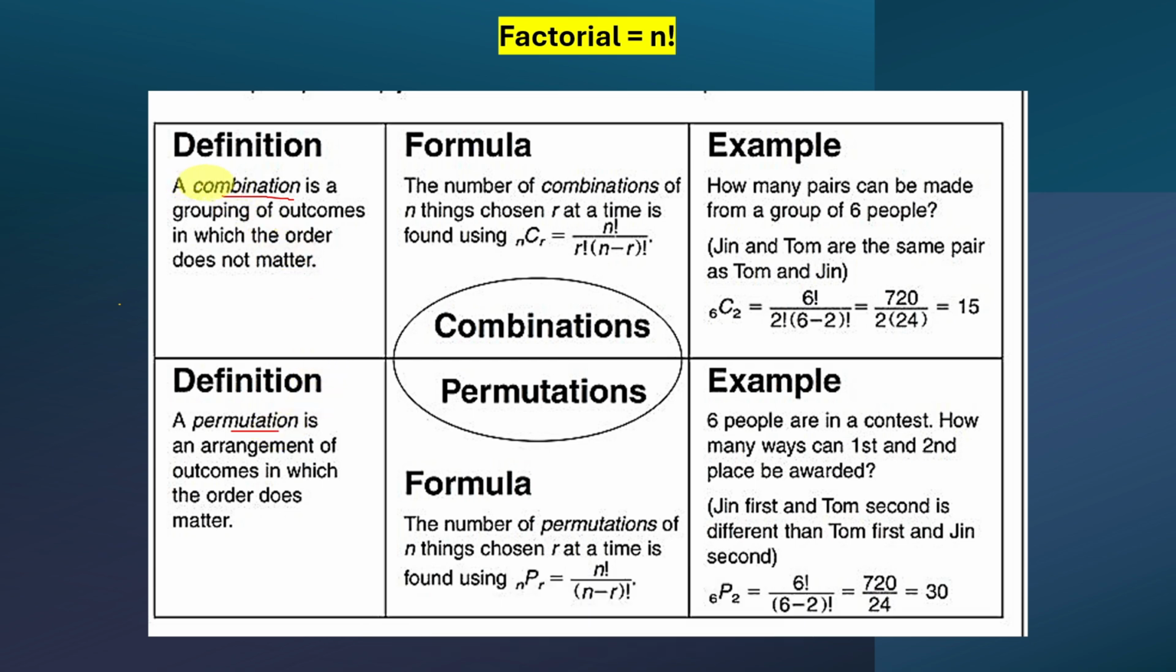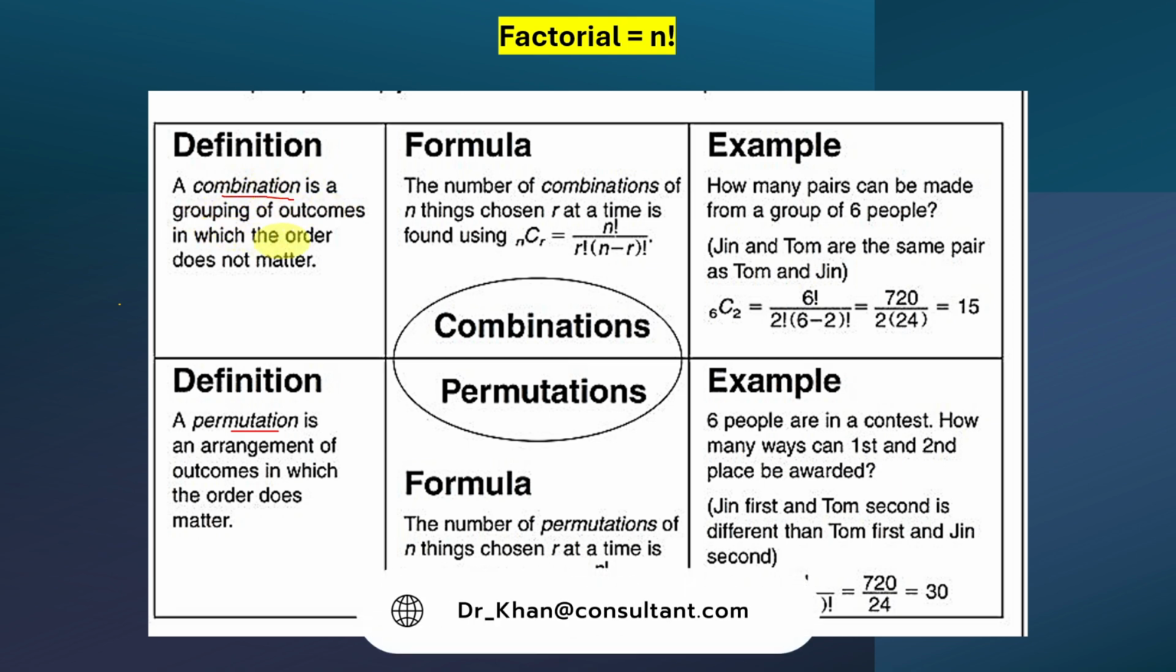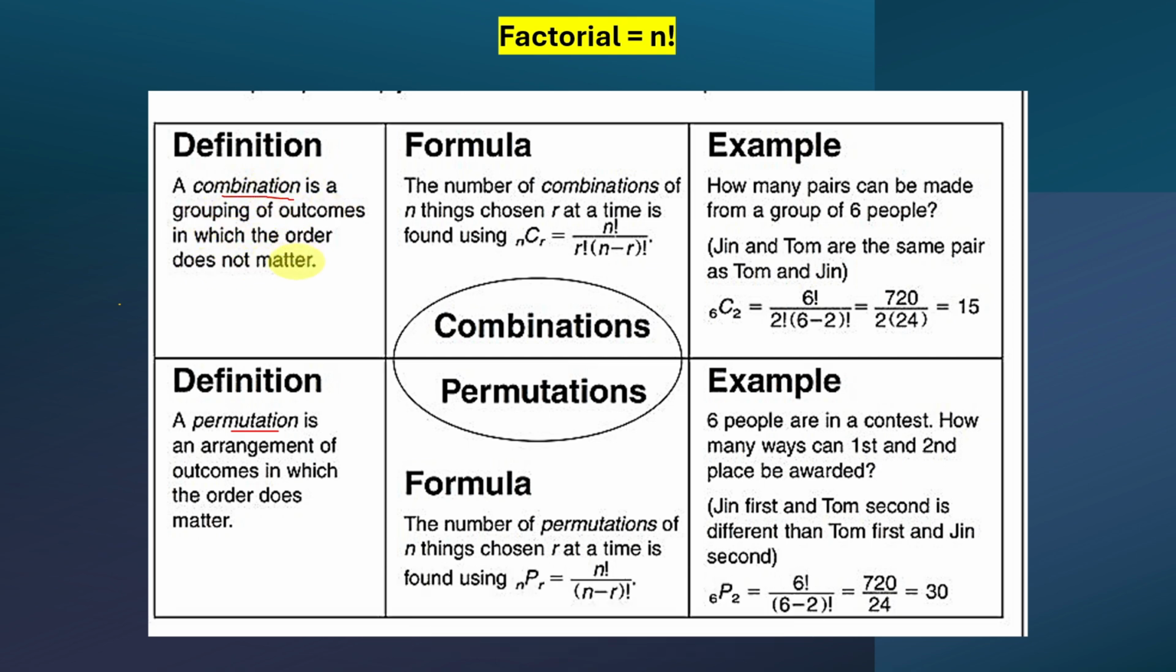As per definition, a combination is a grouping of outcomes in which the order does not matter. This is very important for your MCQs as well. In combination, order does not matter. Just remember that. A permutation is an arrangement of outcomes in which the order does matter.